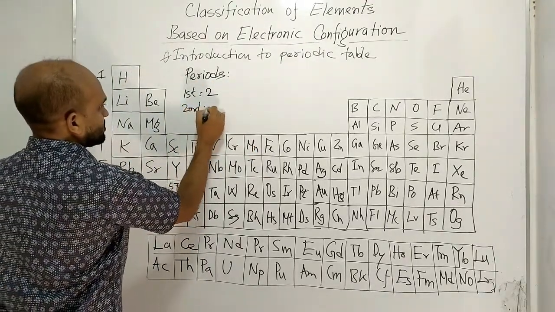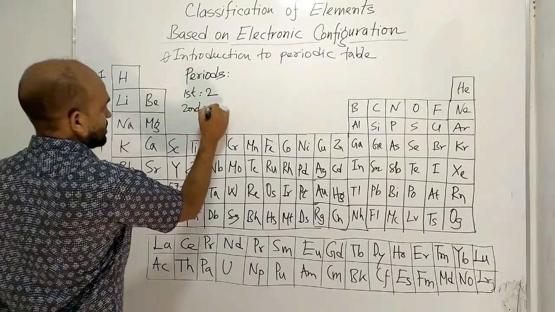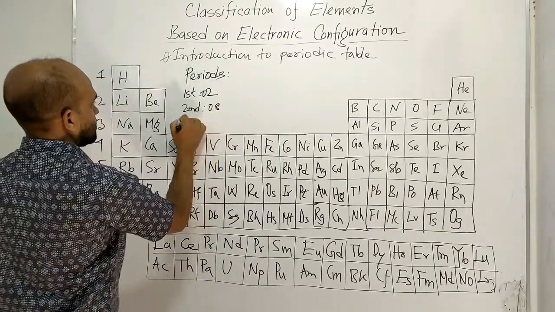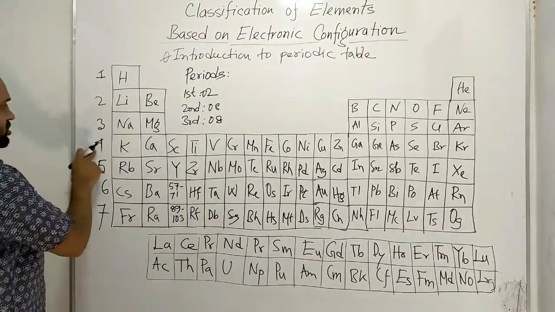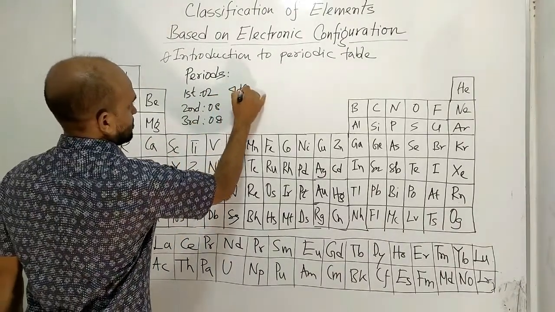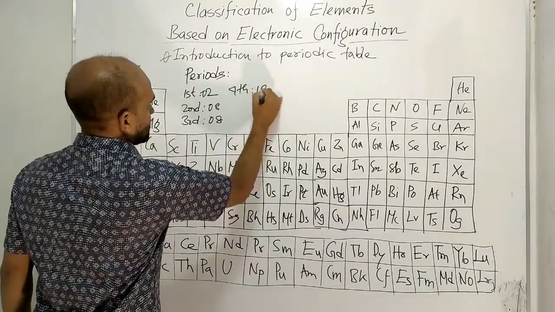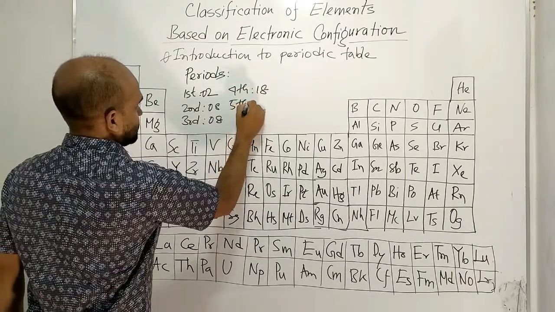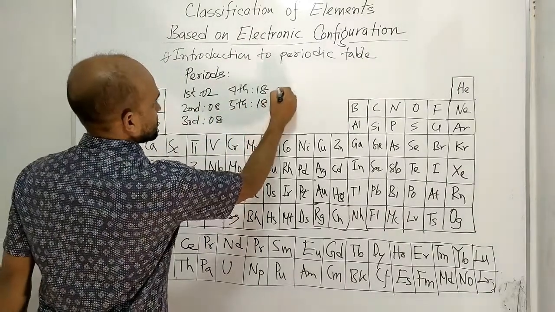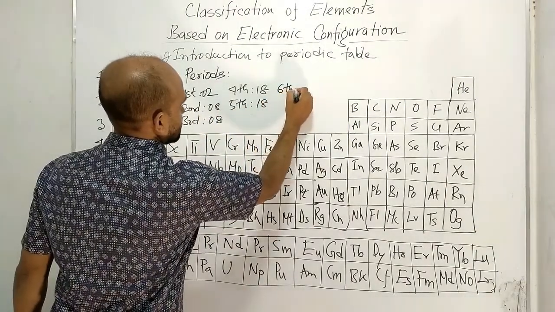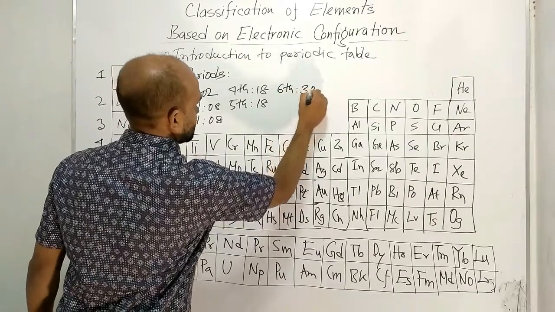Second period contains 8 elements. Third period contains 8 elements. Fourth period contains 18 elements. Fifth period 18 elements. Sixth period total 32 elements.